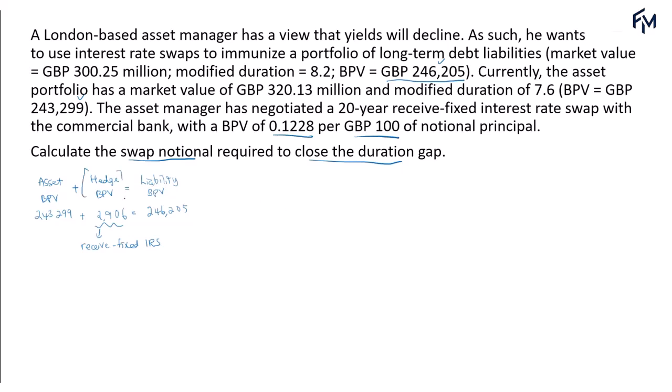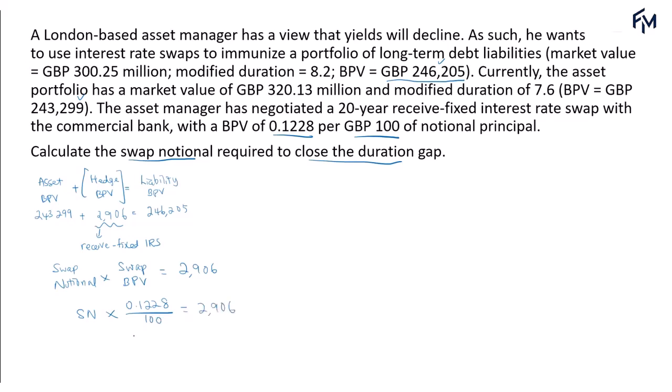So this Hedge BPV here, we can further expand this into, the Hedge BPV will be the swap notional multiplied by the swap BPV. So this should be equal to 2,906. So the swap notional is what we are trying to look for. Let's call it SN. And the swap BPV is 0.1228 for every £100 notional. So let's divide by 100.